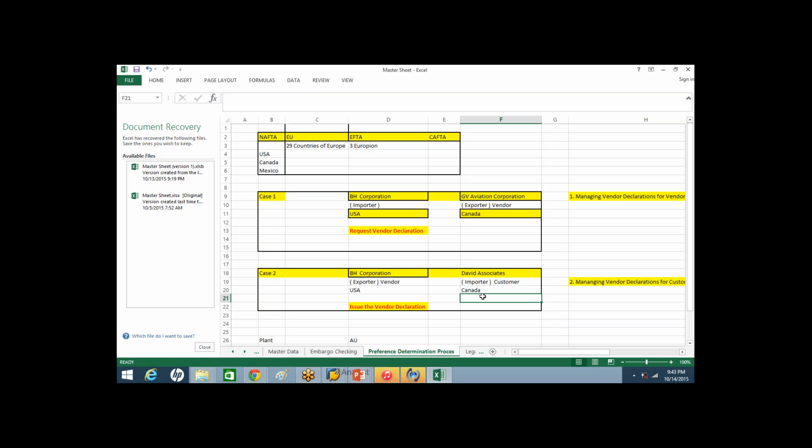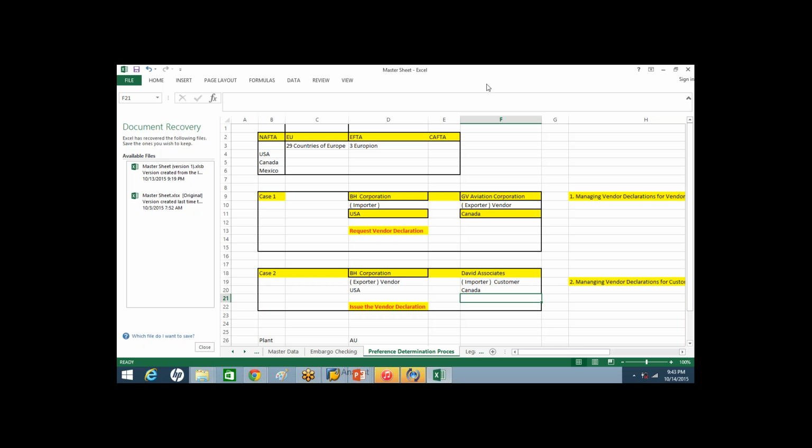Okay, that is three different cases. Case one, the client is involved in both import and export with the same preference zone people. Case two, it may be doing only export to the customers in the same preference zone. Or case three, it may be doing only import with the same preference zone. So based on this, your work or your client's responsibility will change.